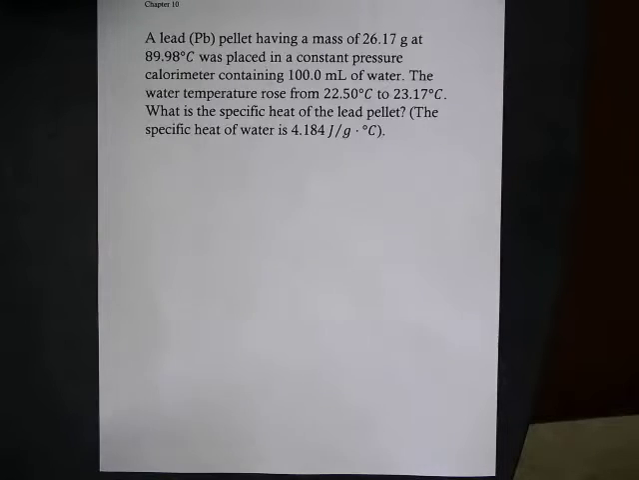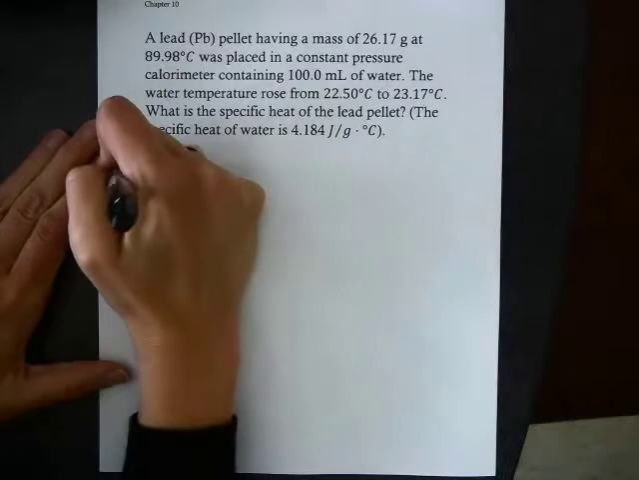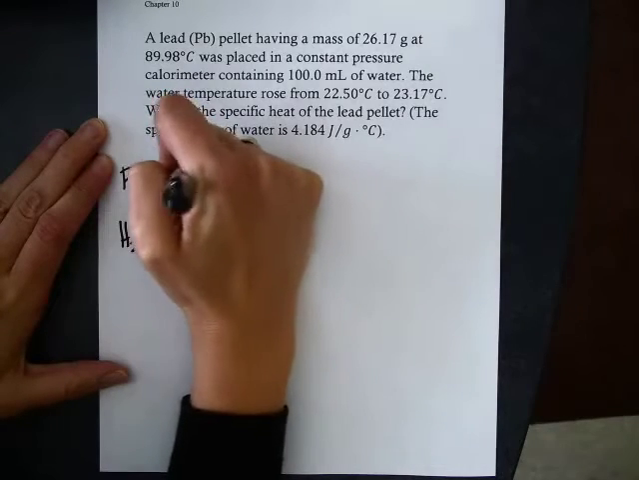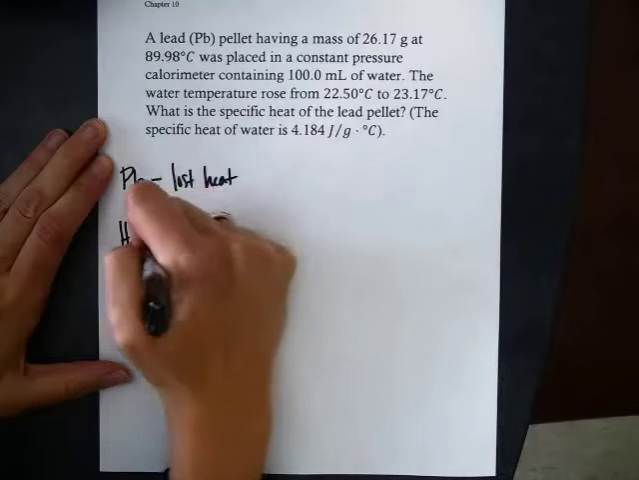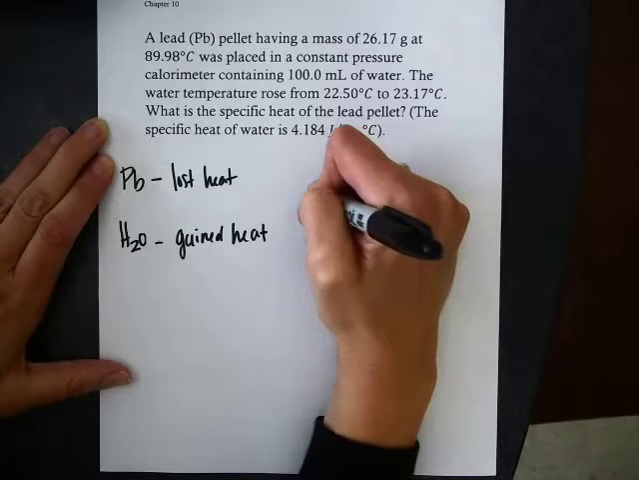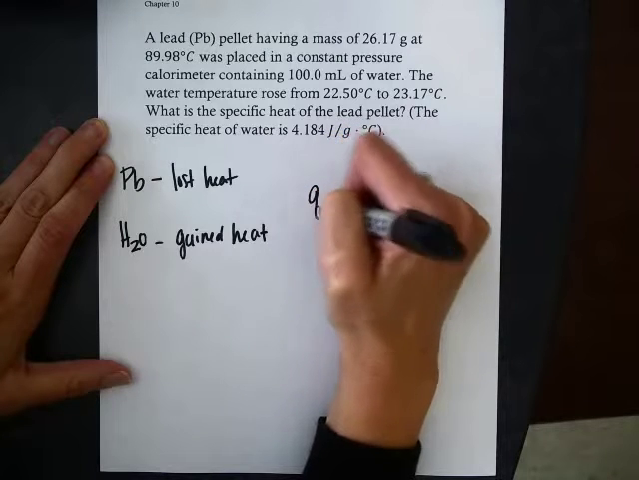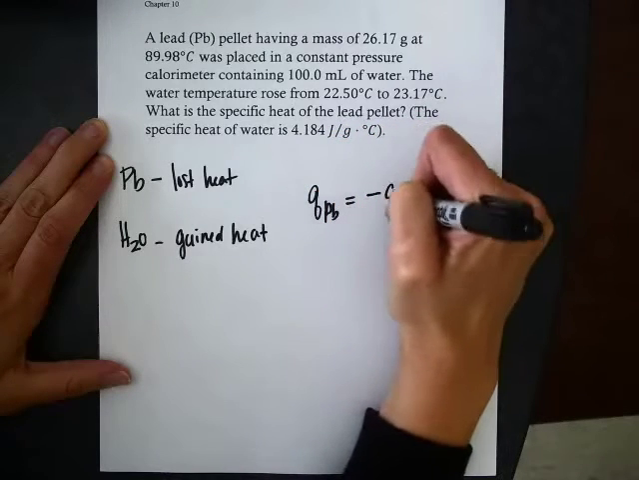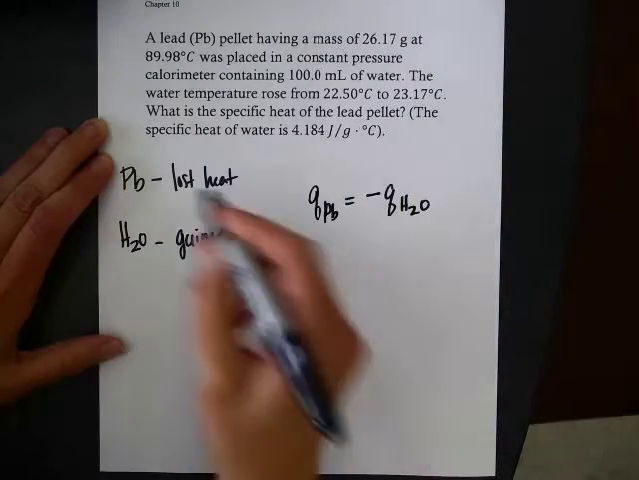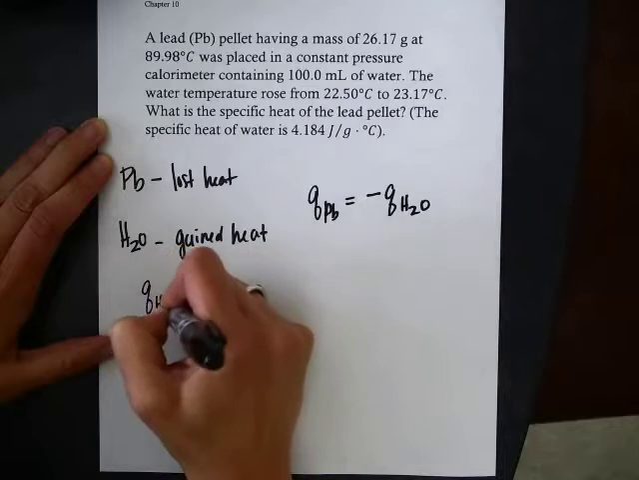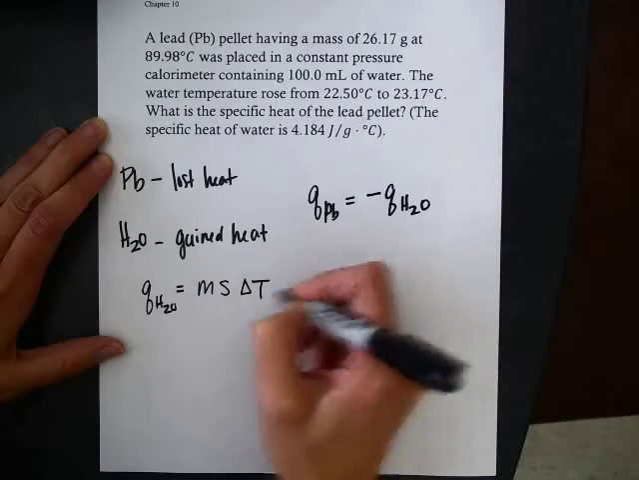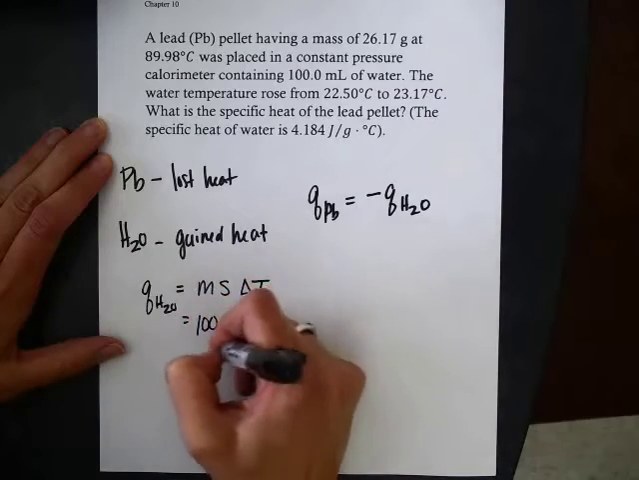All right, so a lead pellet, a mass of 26.17 grams at an initial temperature of 89.98 degrees Celsius, is put in a calorimeter. It's going to cool down to 23.17 and the water is going to raise in temperature. So the lead is going to lose heat and the water is going to gain heat, and it's going to be the same amount. So if I figure out one of these, it looks like I'm looking for the specific heat of lead, so I can use what I know about water to get the information about lead.